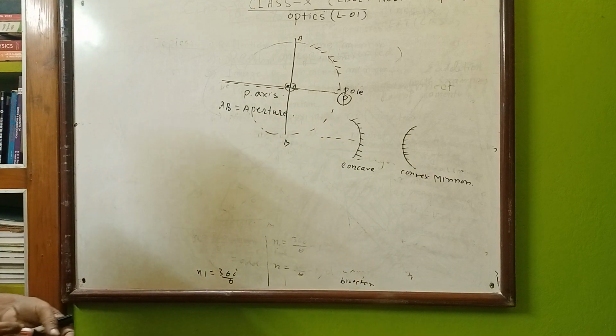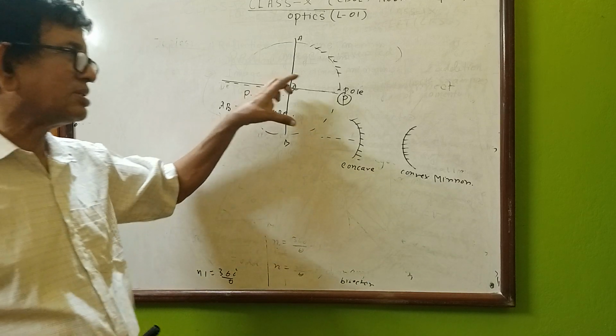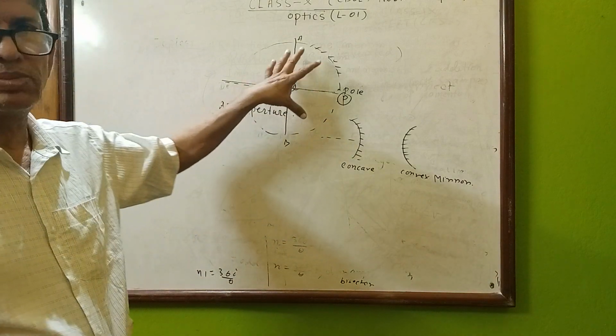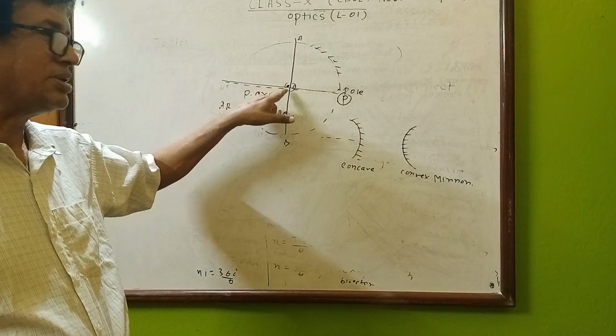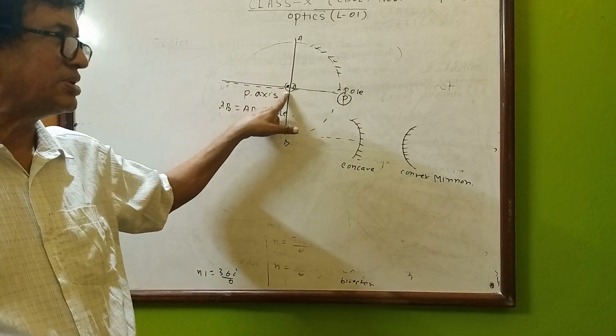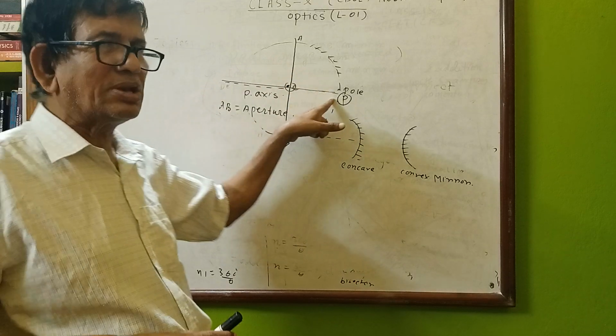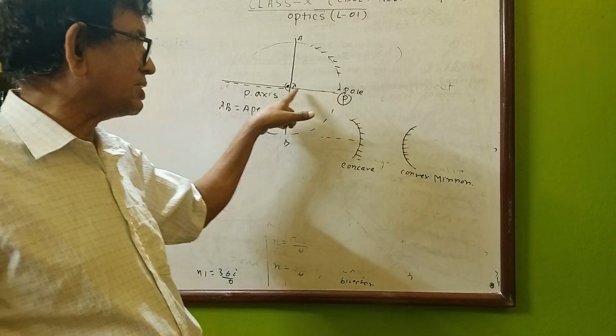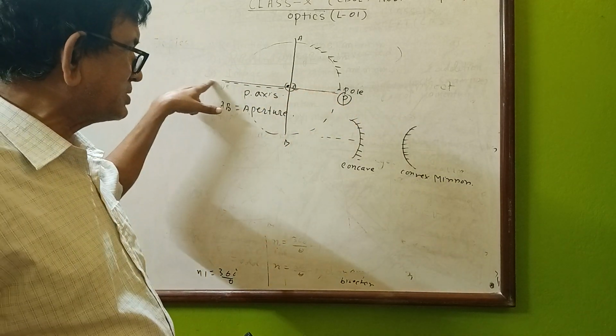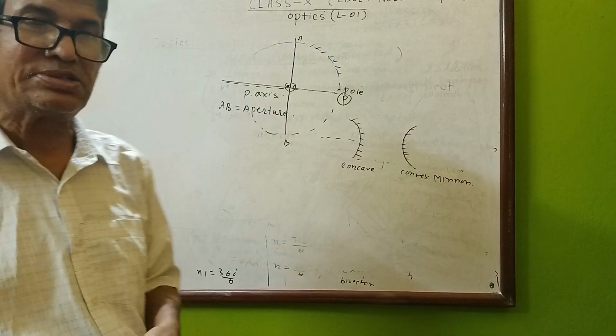The spherical mirrors are of two types: one is concave and another is convex. These mirrors are portions of a hollow sphere. The center of that hollow sphere is the center of curvature, and the middle portion of the mirror is known as the pole. Any straight line passing through the pole and center of curvature is called the principal axis. Very important.